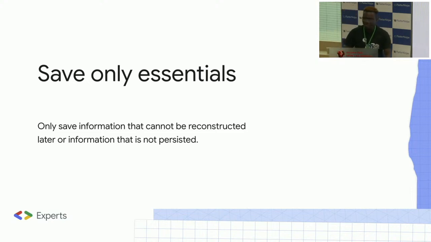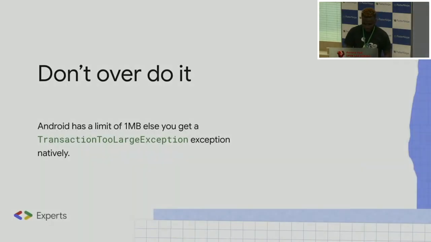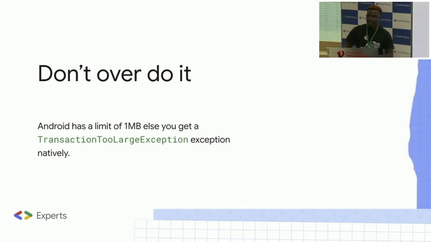For example, if you have a cat screen, I would expect that the cat has some kind of ID, and then you can restore the ID. So from that ID, you can always fetch the cat details from the server. It's very important that you don't overdo it. Android, for example, has a limit of 1 MB.